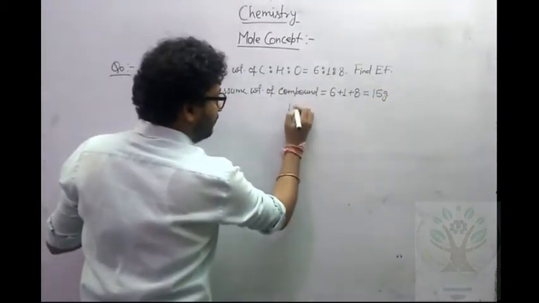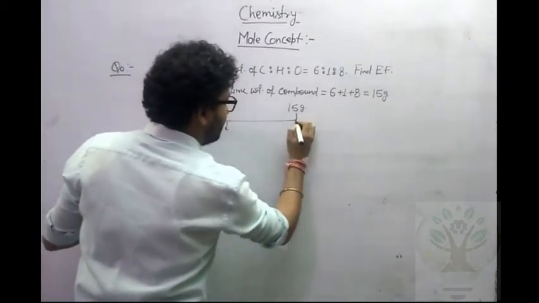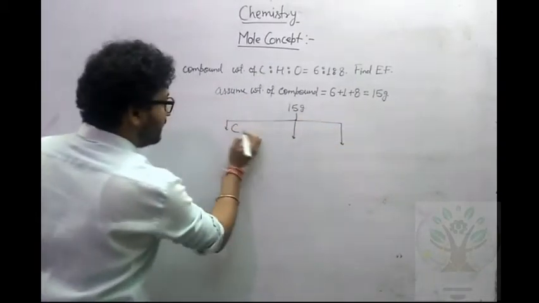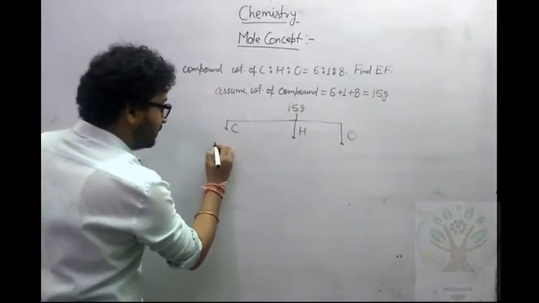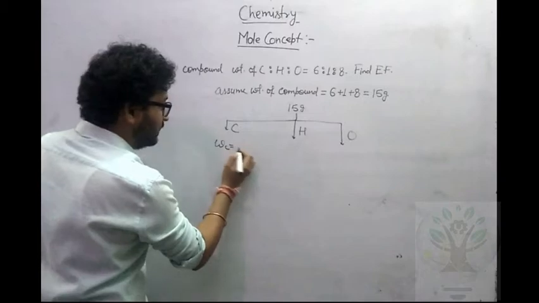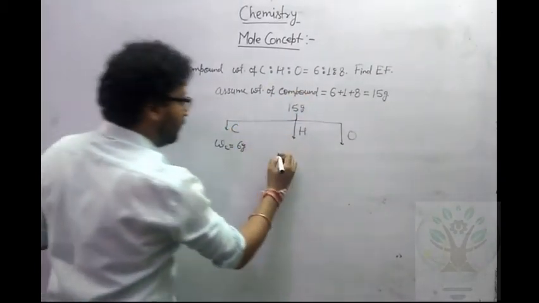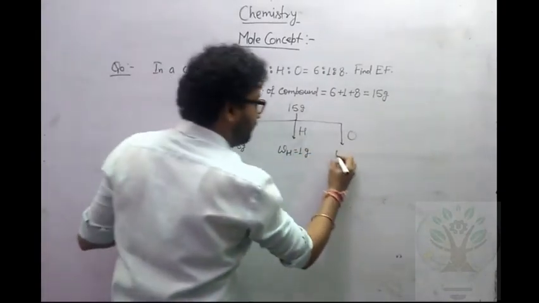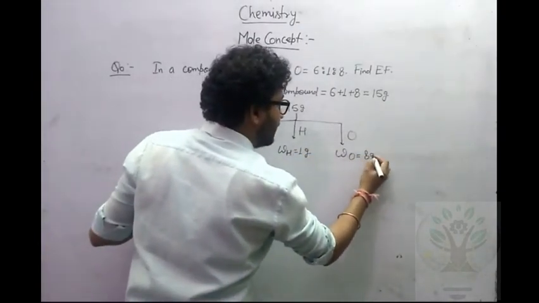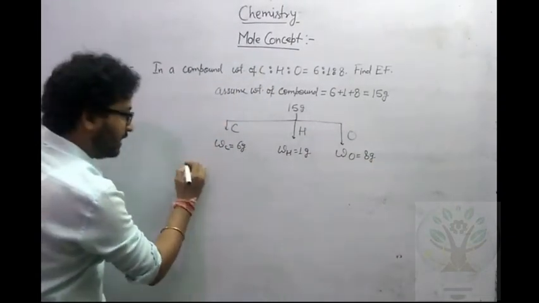Now, out of this 15 gram, I will divide it into 3 portions. One portion will be for carbon, one for hydrogen, and another for oxygen. Tell me, how much weight of carbon will I have? WC will be 6 gram. Carbon has the 6 ratio, na? What will be the weight of hydrogen? 1 gram. What will be the weight of oxygen? 8 gram.